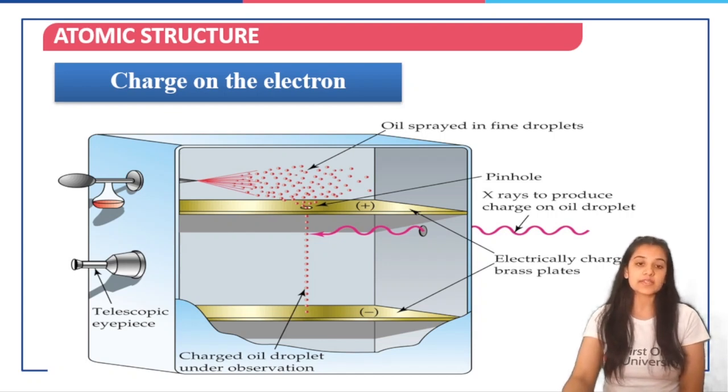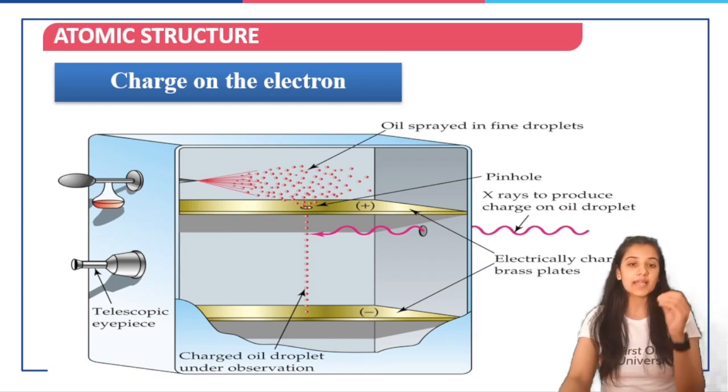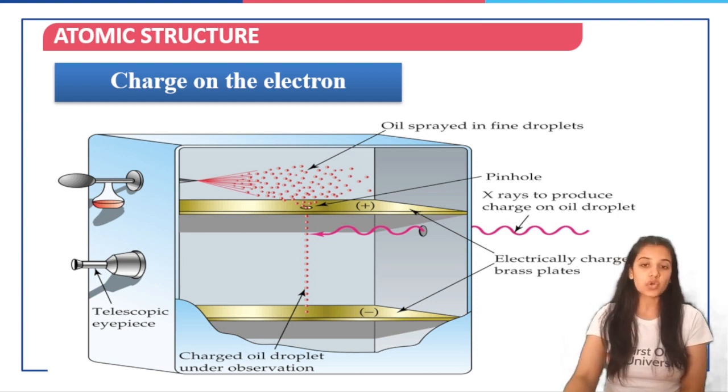If you look at the setup, there was oil that was being sprayed into fine droplets, and then there was this pinhole. This plate was positively charged, this plate was negatively charged, and then there was another hole where the X-rays were entering in order to reduce the charge on the oil droplets. From this hole, the oil droplets were falling down, and this X-ray tube actually gave them a charge.